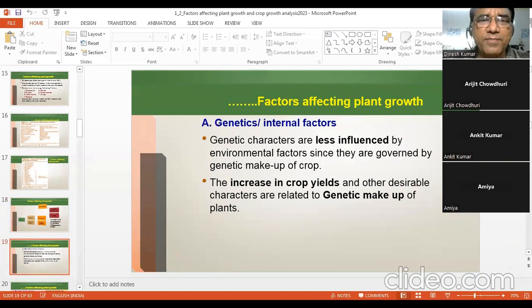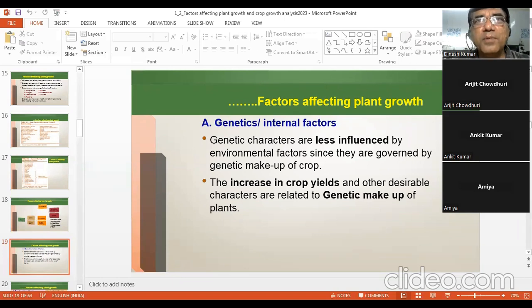Now, we start with the genetic factors, internal factors, and they are less influenced by environmental factors. However, the expression of genes or genetic factors is largely governed by the environmental conditions. The increase in crop yields and other desirable characters are related to the genetic makeup of the plants. The case of wheat is a classical example. We used to have tall wheats. Tall wheats will grow very tall and they will produce less. The harvest index values may be 30% or less for tall wheats.